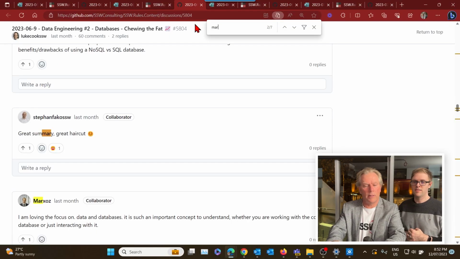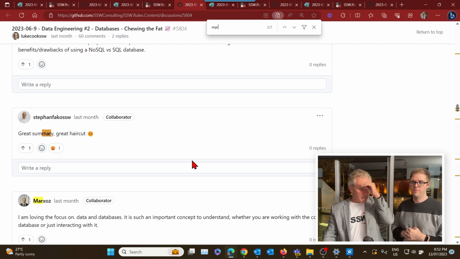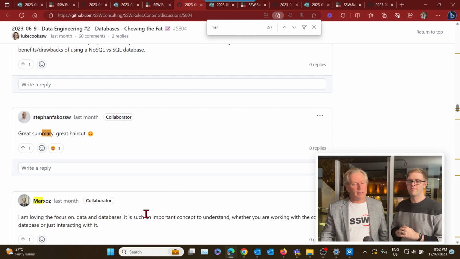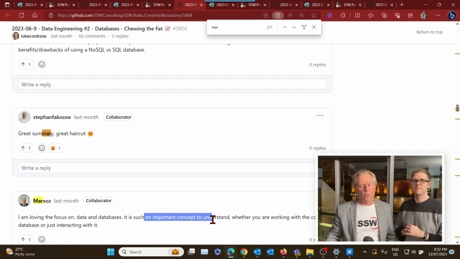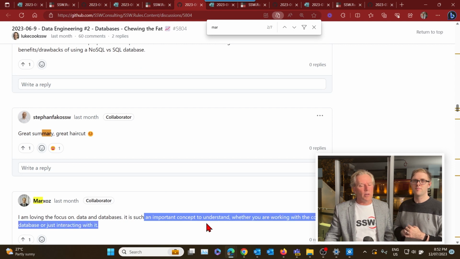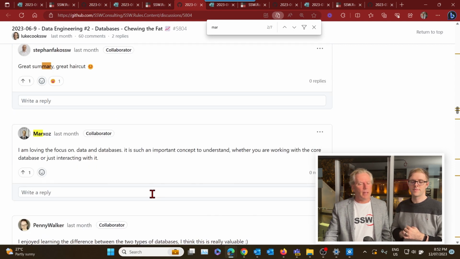Good, yes, okay. There he is. I am loving the focus on data and databases. Such an important concept to understand whether you're working with the core database or you're just interacting with it. Yep, excellent. Cool. Now, I can't tell you how many times being at a client, working on a project, that clients don't have a good understanding of the need for warehouses and data lakes as well. So let alone databases. Yeah, that's right.